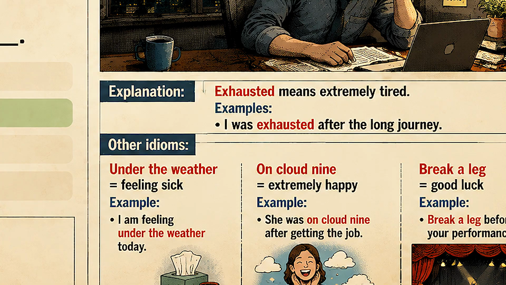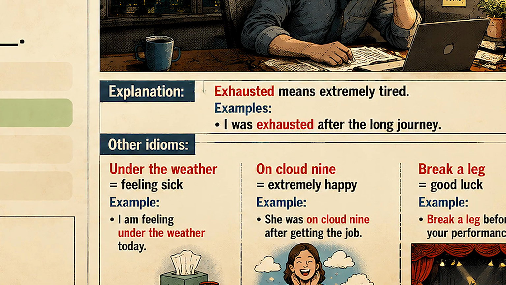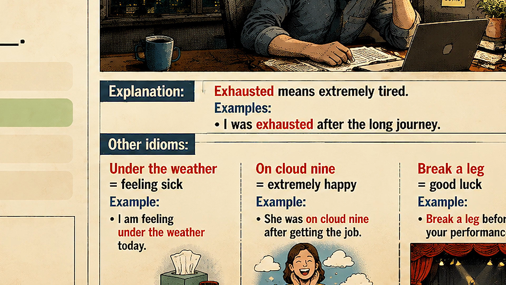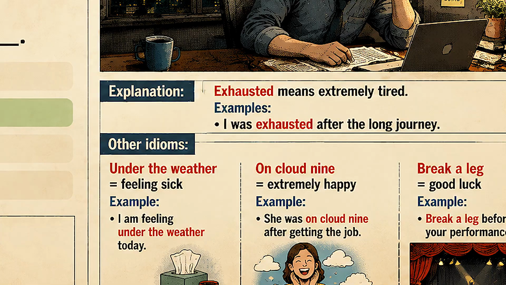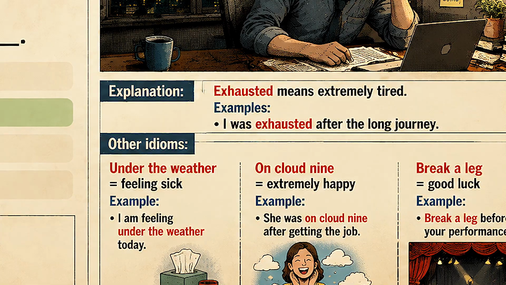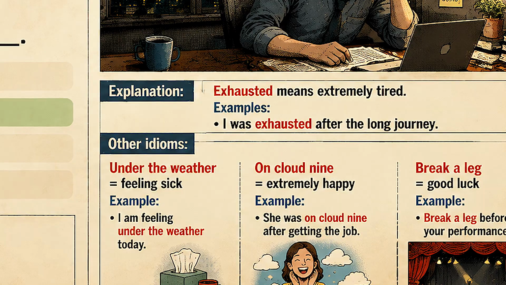Another expression is on cloud 9. This means extremely happy or excited. She was on cloud 9 after getting the job. She was on cloud 9 after what? Getting the job. She was very happy because she got the job.